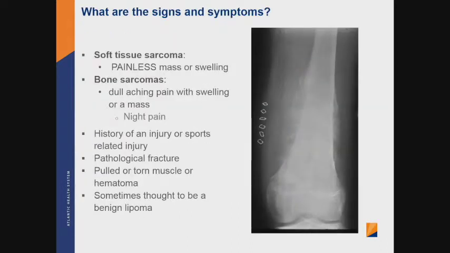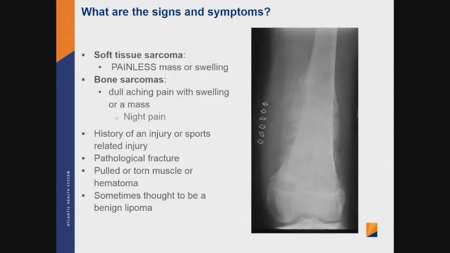So what are our signs and symptoms of sarcomas? Well, soft tissue sarcomas, it's counterintuitive. They're actually painless, okay, which sometimes throws people off. So they'll often present with a painless mass or swelling. Bone sarcomas, on the other hand, usually present with a dull aching pain. They may be associated with swelling or a mass and night pain.